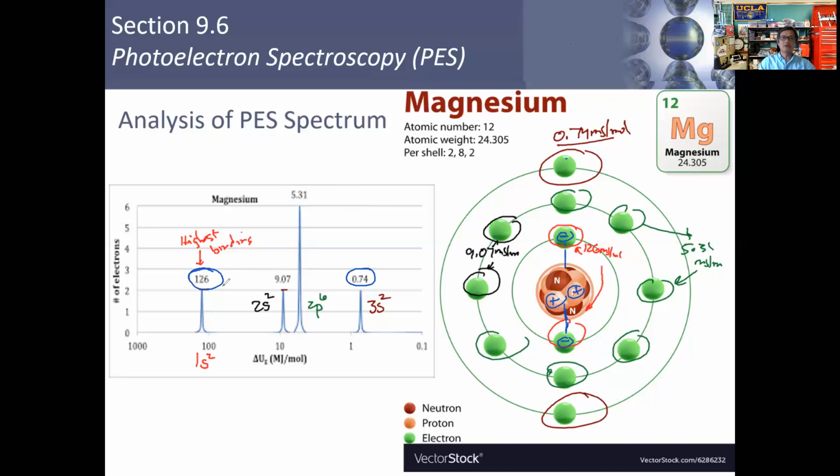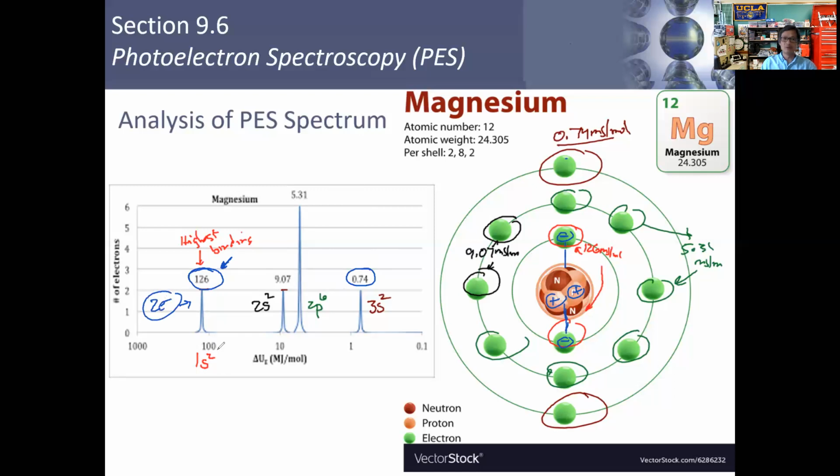Let's go back to this one. If this particular peak represents electrons closest to the nucleus, which atomic orbital is closest to the nucleus? It's going to be the s orbital, the 1s orbital. And remember, the maximum number of electrons that can be held within an s orbital is 2 electrons, and that's how we were able to deduce that this peak represents 2 electrons.